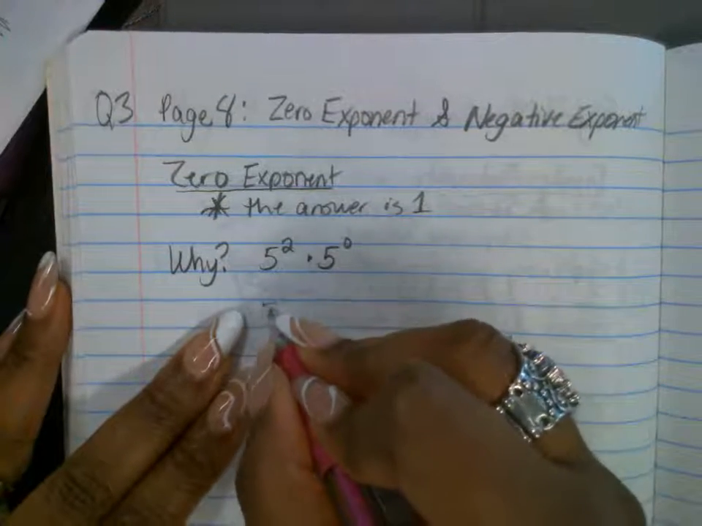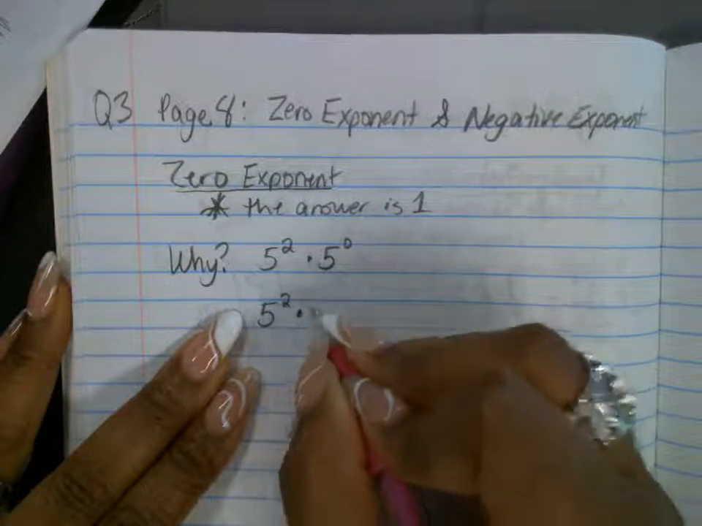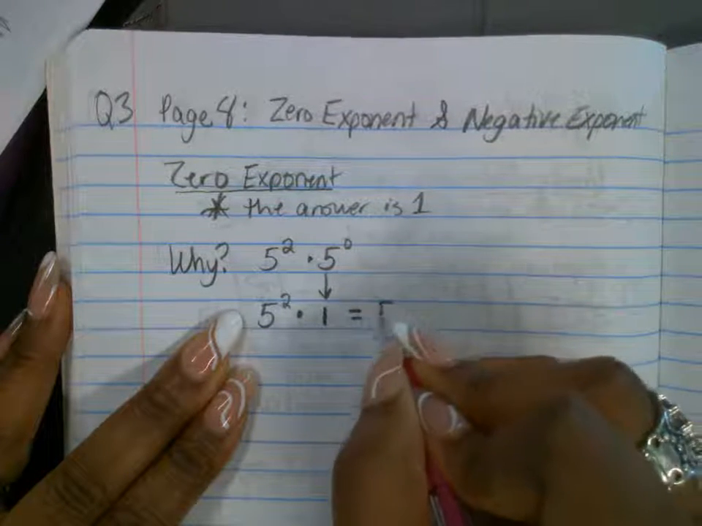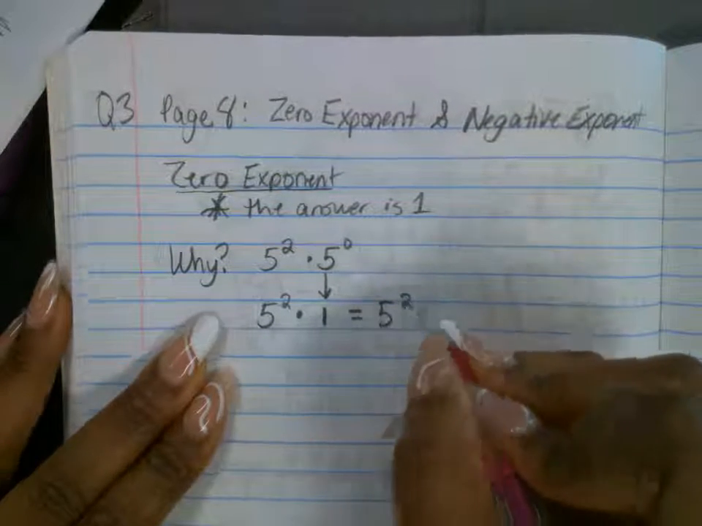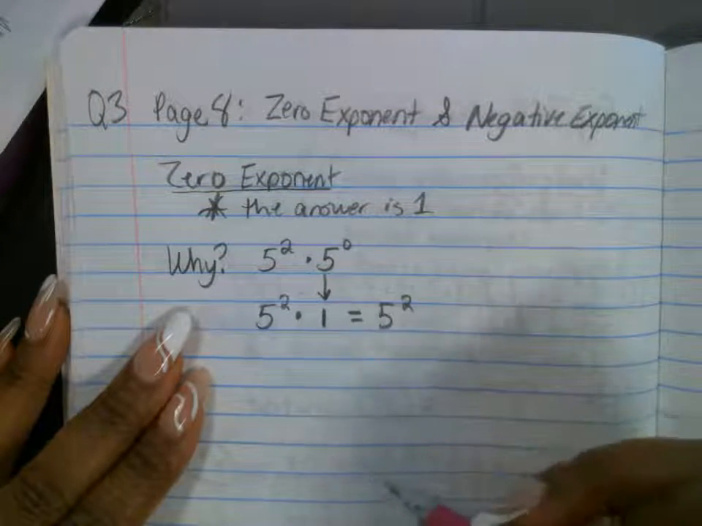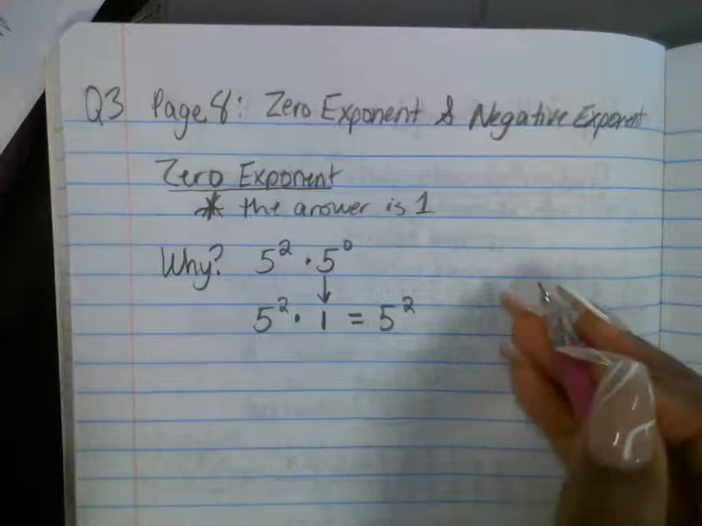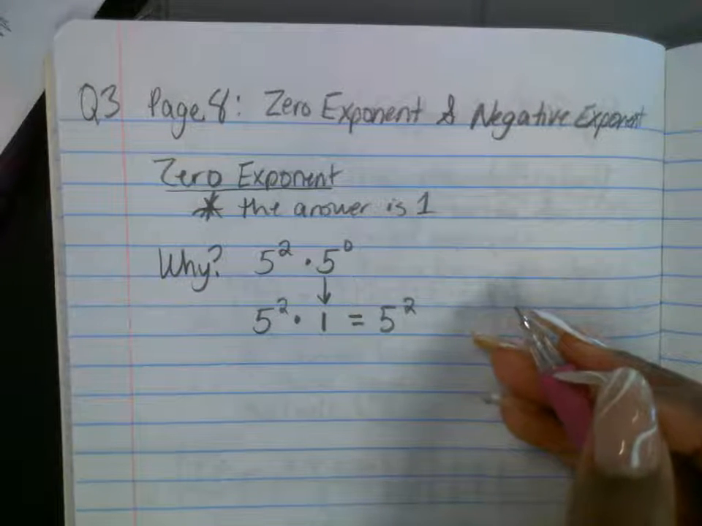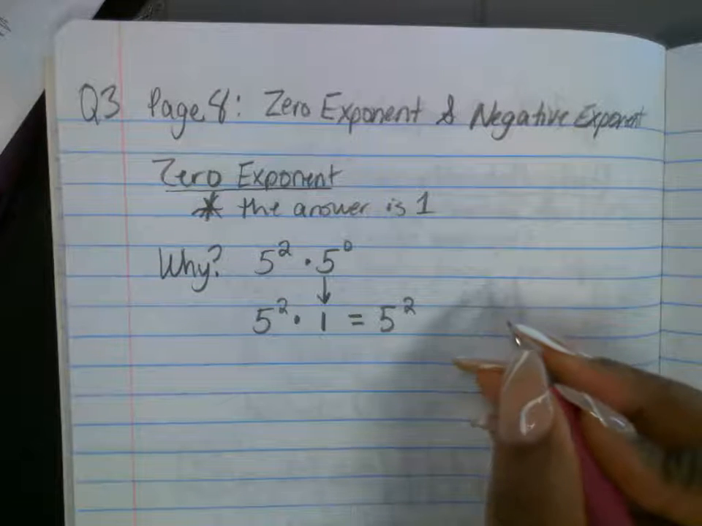So here, the explanation, we got 5 to the second. This right here is just equal to 1. So my answer then just becomes 5 to the second. Because this is saying I'm not going to multiply 5 at all. But because we're using multiplication, you have to make it a 1 and not a 0. Any questions?